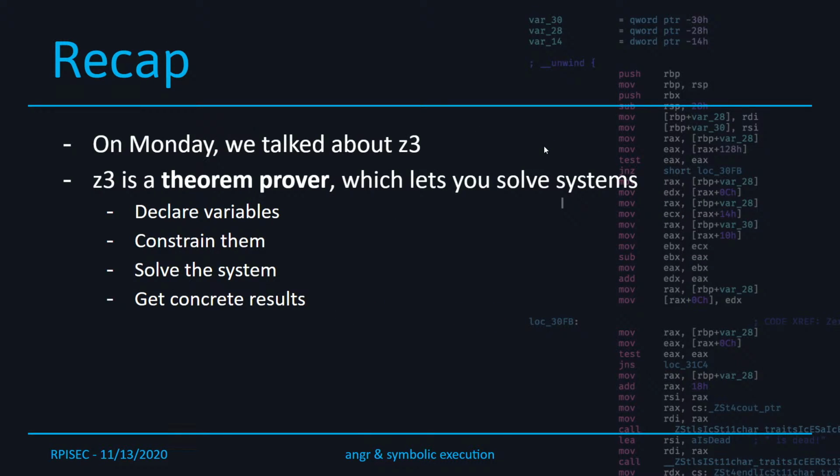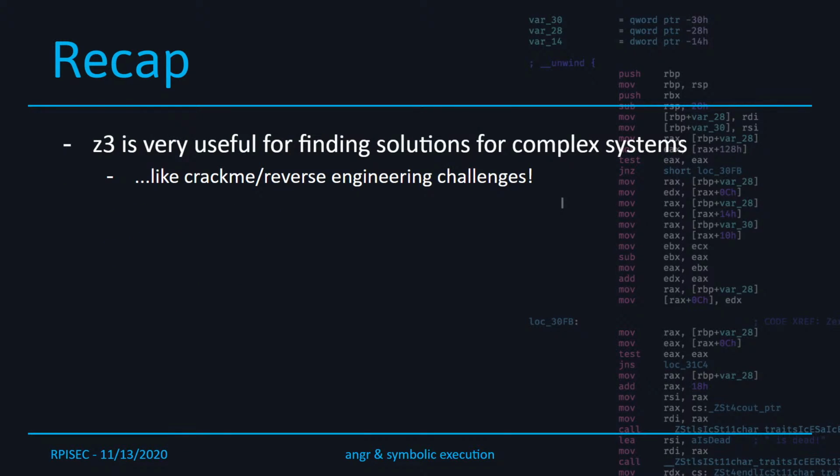So, this Monday, we talked about Z3. And as you might recall, Z3 is a theorem prover, which lets you solve systems. So things like maybe math problems or logic problems, that kind of thing. It lets you declare variables, put constraints on them, solve the system, and either get concrete results or get proof that there is no answer. So Z3 is very useful for finding solutions to complex systems.